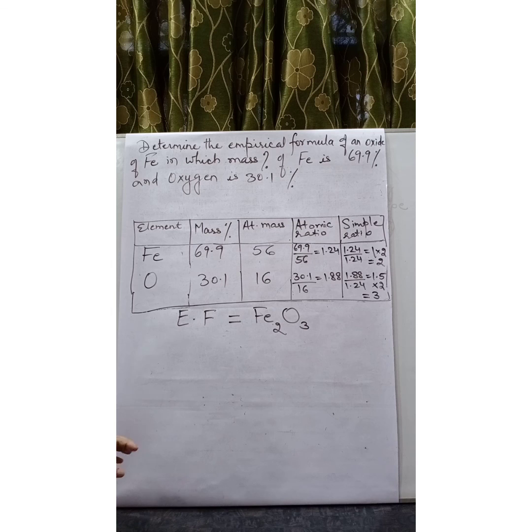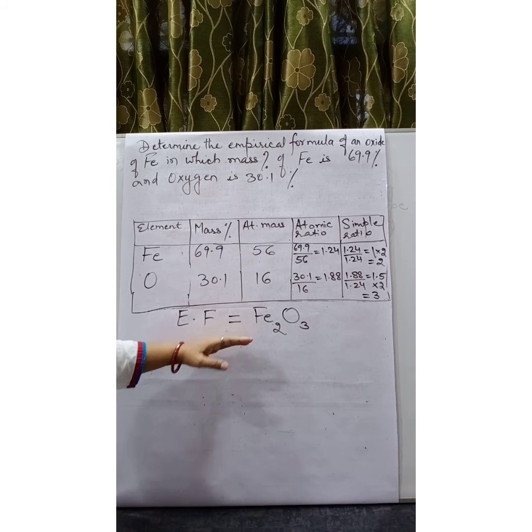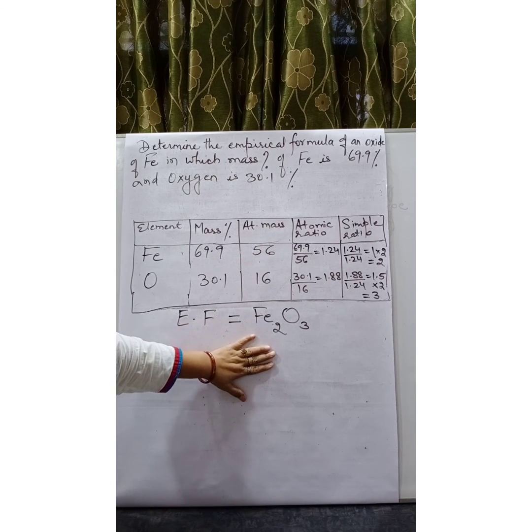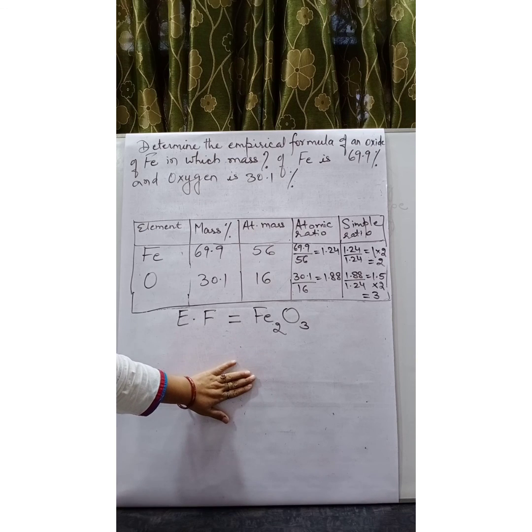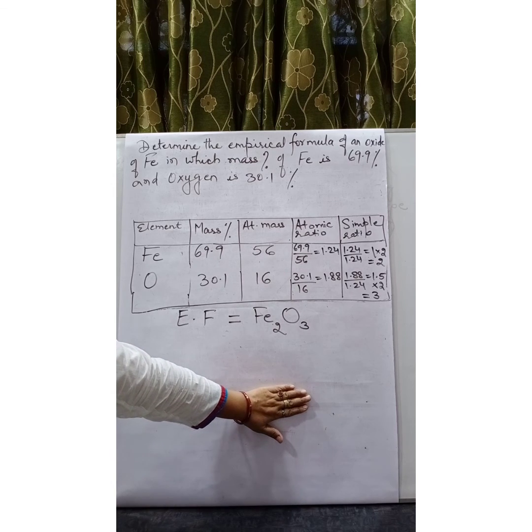In case you are asked to calculate the molecular formula, then the molecular mass must be given in the question. Then you find the value of n by dividing the molecular formula mass by the empirical formula mass, and then multiply the empirical formula by n to get the molecular formula.